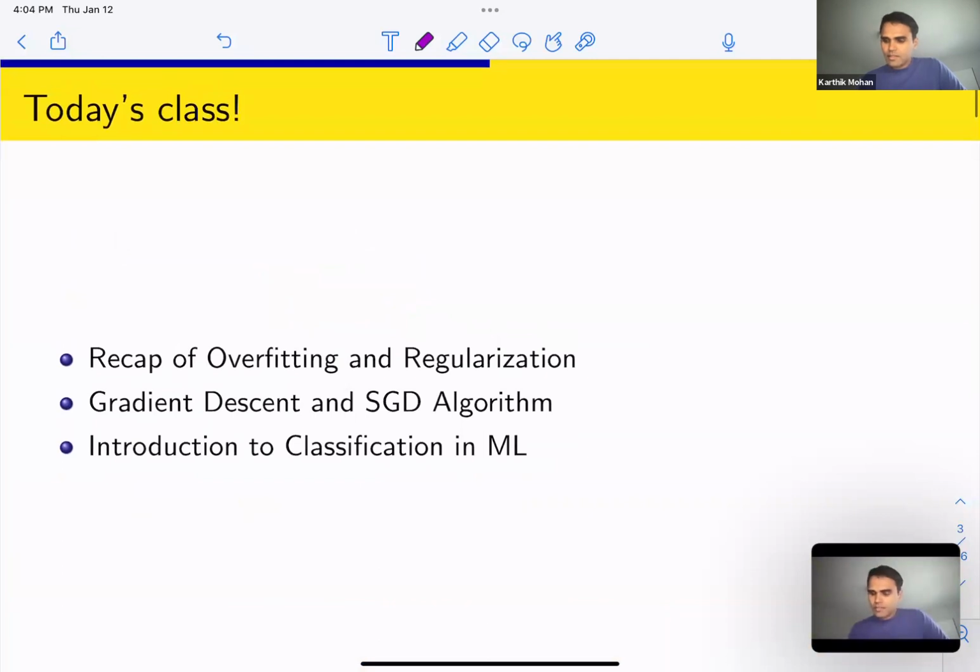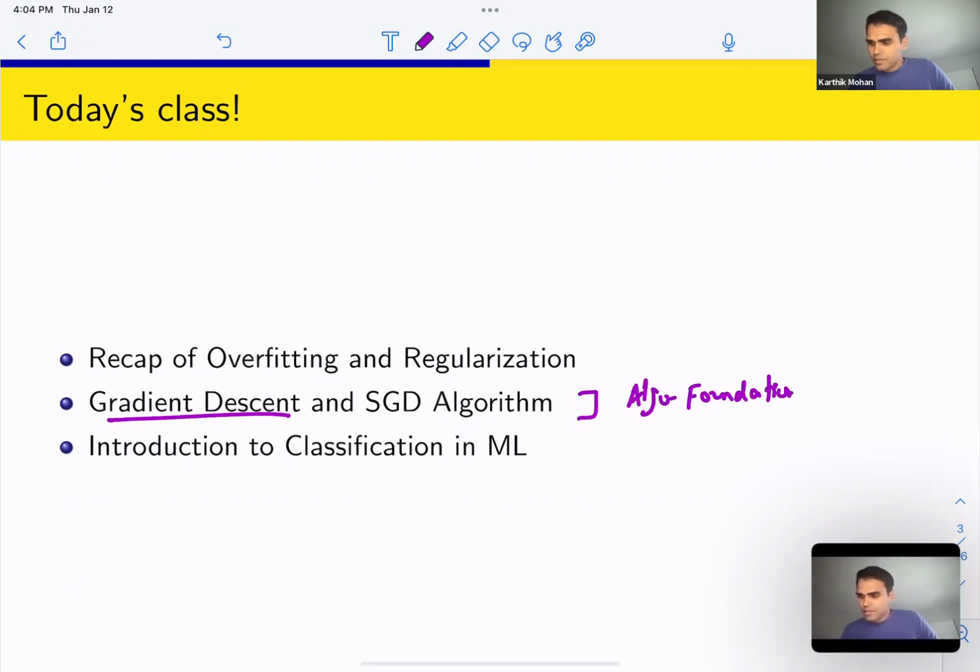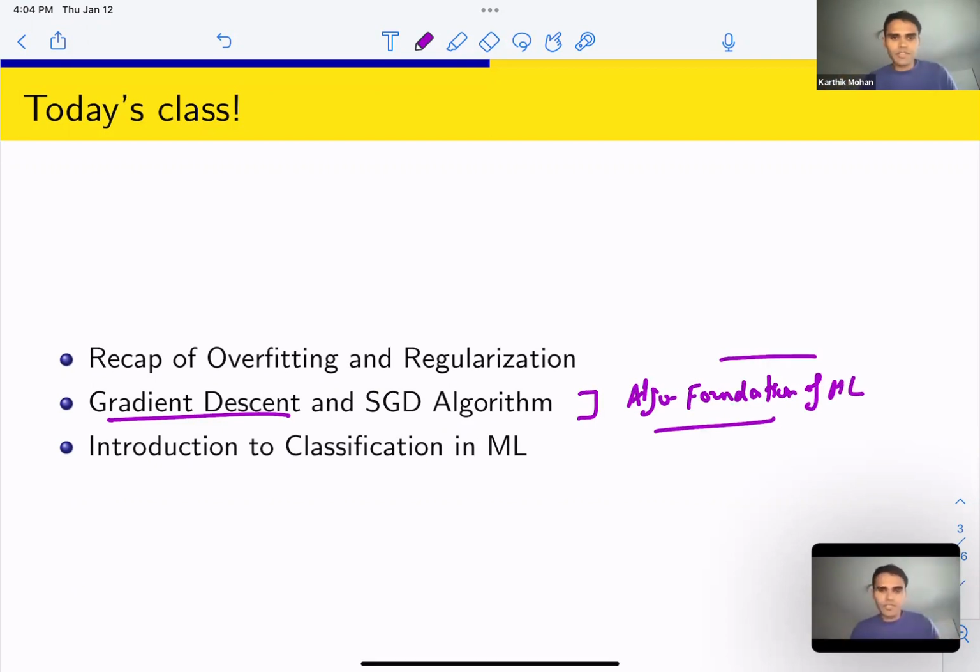So today's class, we'll do a recap of overfitting and regularization. Look at the famous gradient descent algorithm and stochastic gradient descent, and we'll look into the mechanics of it. You can say it's the algorithmic foundation of machine learning. It's not the only one, you still have many algorithms in machine learning, but the foundation is based on gradient descent. And if we have time, we'll also look into classification problems in machine learning.